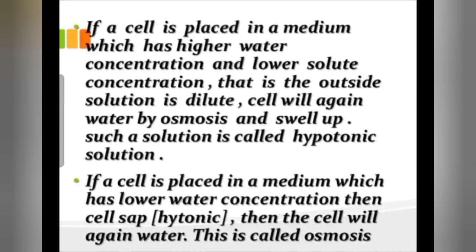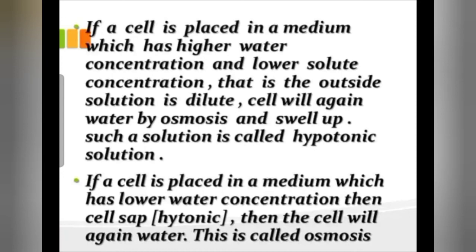So the medium or solution surrounding the cell has a high water concentration as compared to the inside of the cell. So the cell will gain water and swell up, that is called endosmosis. And this happens because the water molecules are free to pass through the cell membrane in both directions. So more water, however, enters the cell than leaves it. If a cell is placed in a medium which has lower water concentration than the cell sap, the cell will lose water.